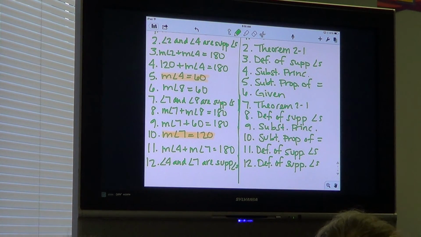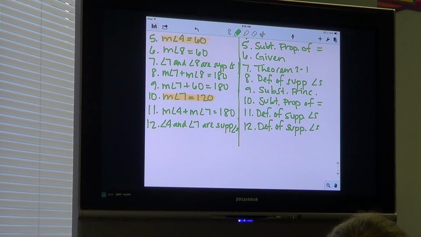Okay? Ready to do some for your homework? No. I want you guys to do 2 proofs this weekend. Numbers 23 and 25. They're on pages 62 and 63.